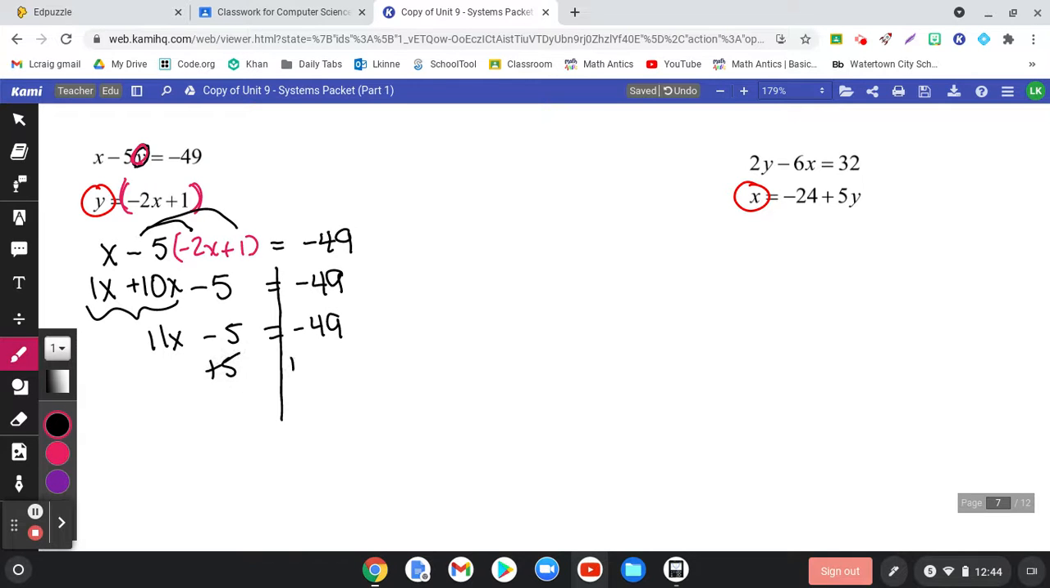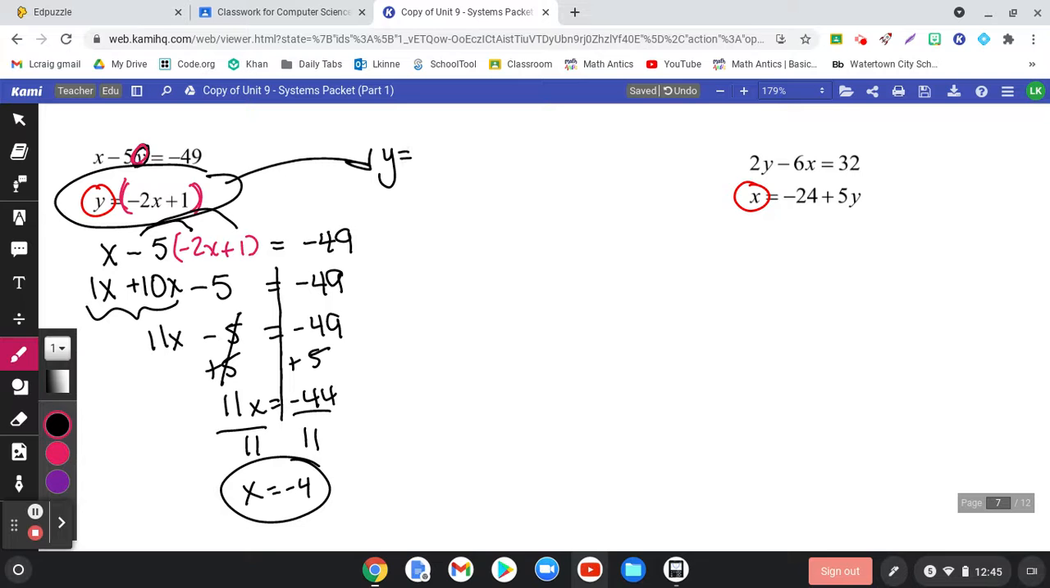Minus 5 equals negative 49. Add 5 to both sides. 11x equals negative 44. Divide by 11. x equals negative 4. And again, now that you know what x is, plug it into one of the equations up top. I'm going to grab this one.